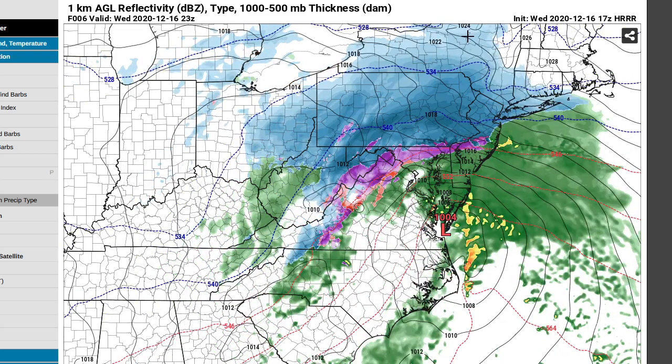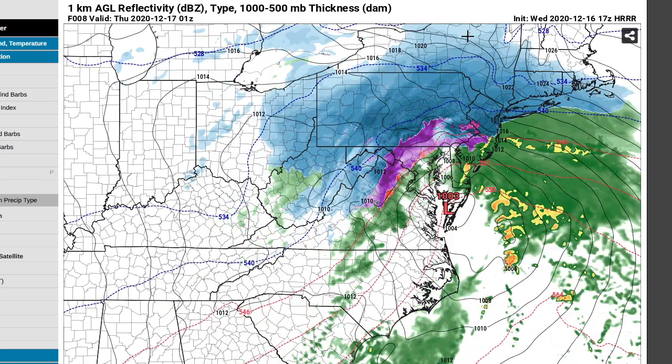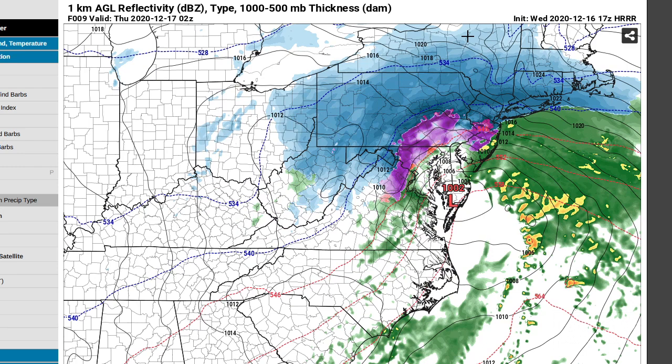So there goes that low moving up the Delmarva into Delaware itself. And yeah, that brings us to 9 p.m. Now we can see that 540 line has advanced just a little bit, not very much, but there is strong warm air advection taking place nevertheless.